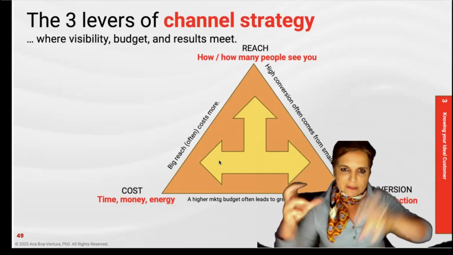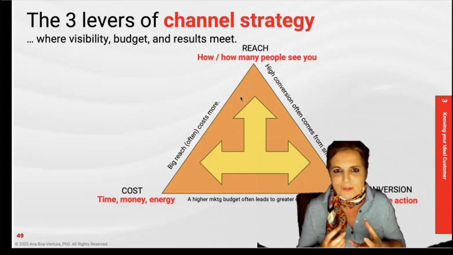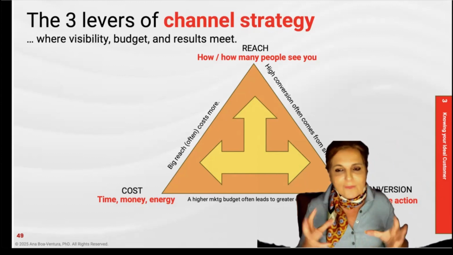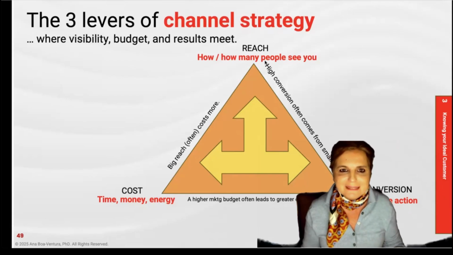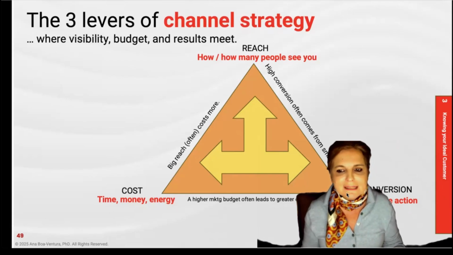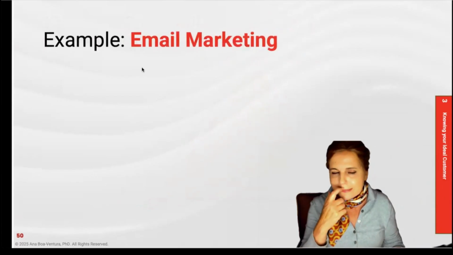So there's tensions between these three vortexes, but it's really important you understand, in the business that you have or the business you're thinking of creating, how all this will work. Okay, reach: how and how many people see you. Cost: time, money, and energy. And conversion: how some will take action, and how you're going to balance all of this. So let's see an example.